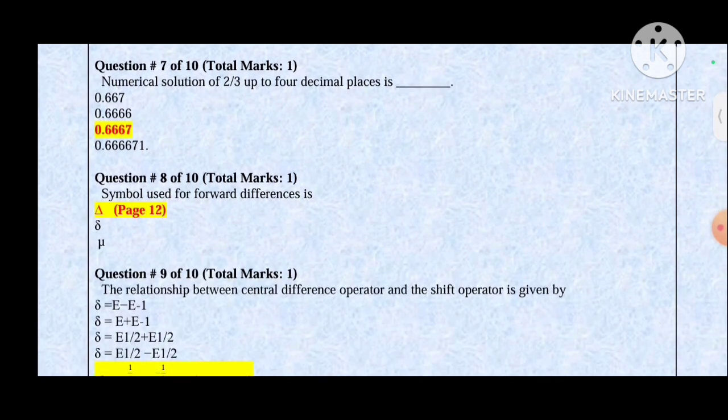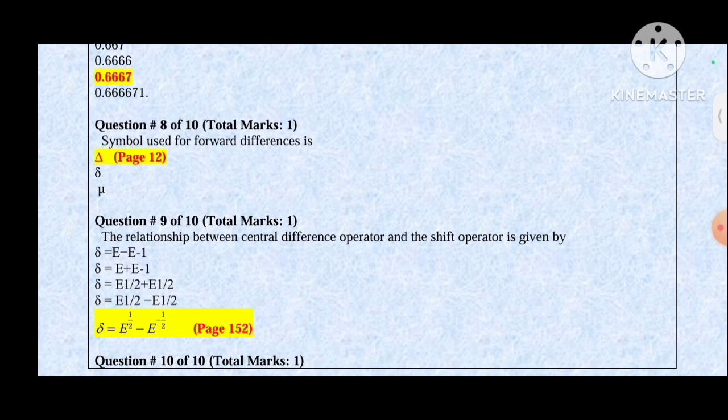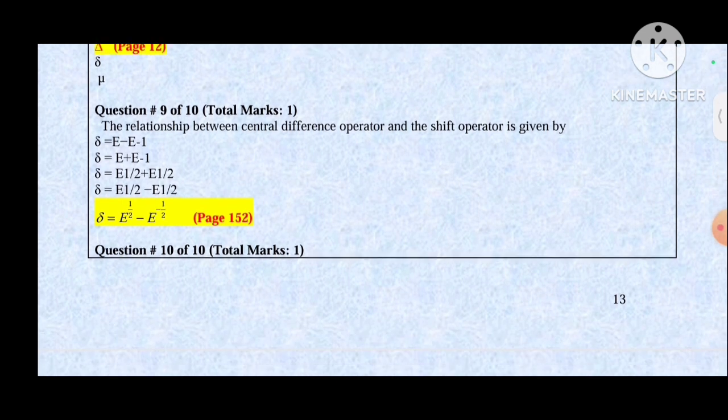Numerical solution of 2 by 3 up to 4 decimal places is 0.6667. This is the correct solution. Like after 2 by 3 rule, apply numerical solution of 2 by 3 up to 4 decimal rule. A simple method used for forward difference is a triangle-shaped symbol.